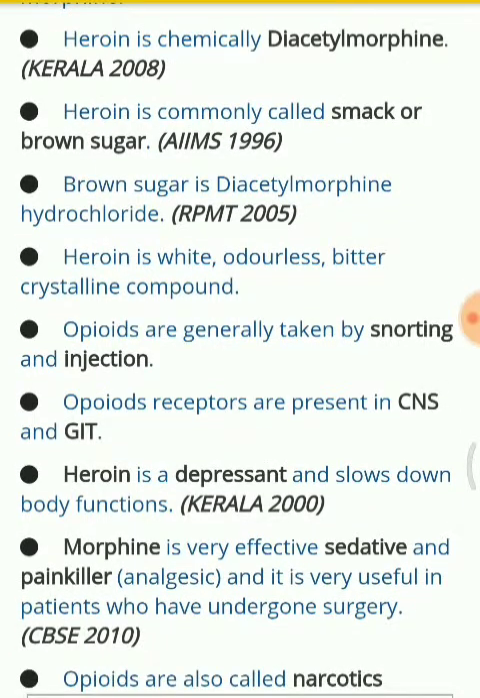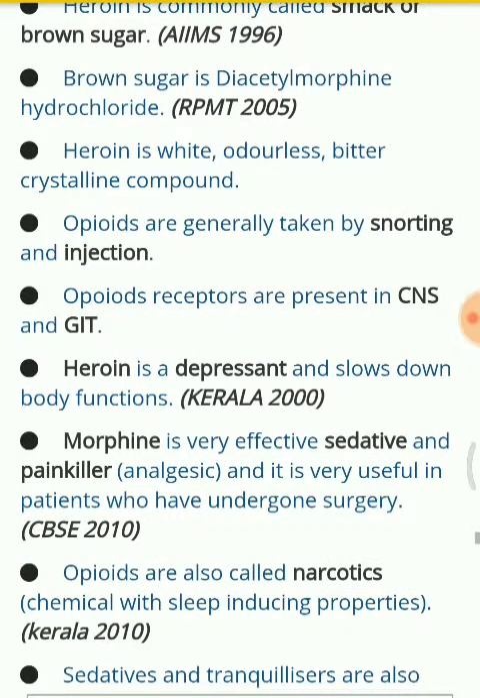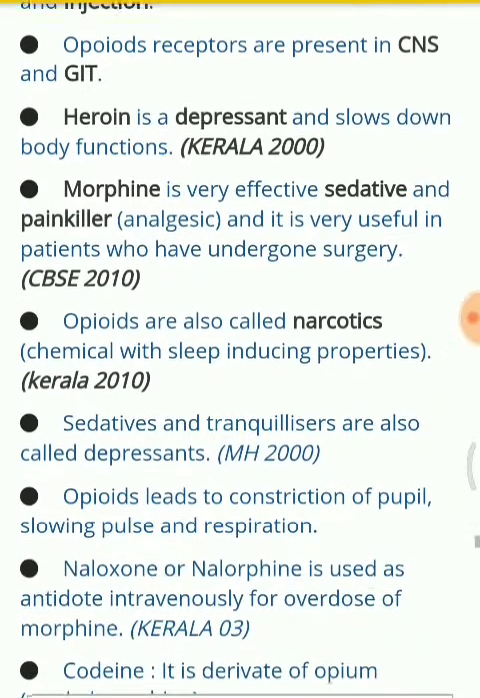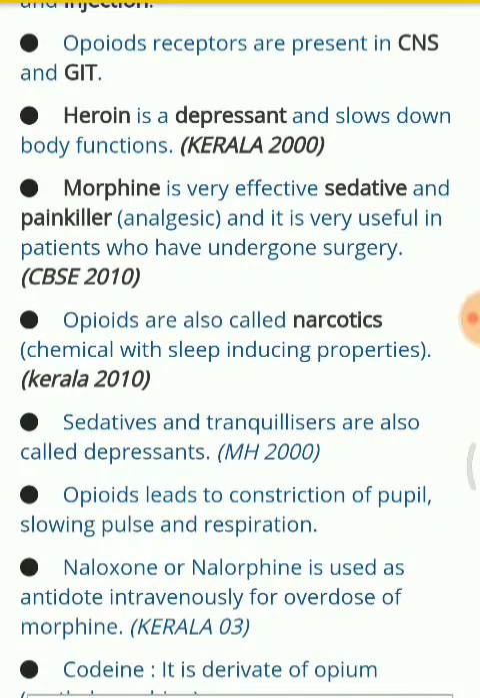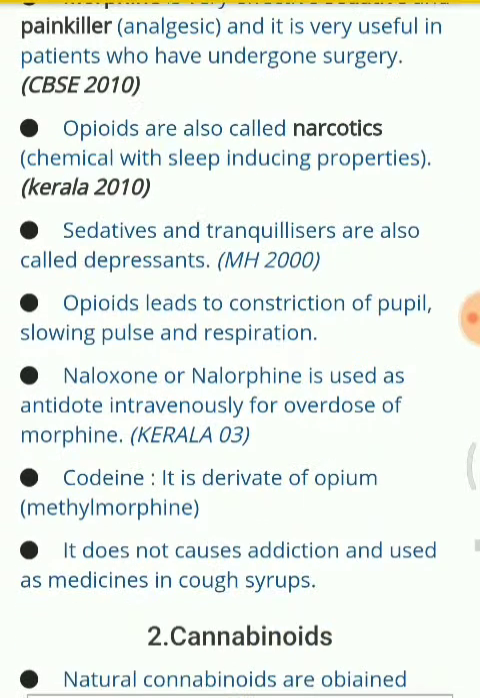Opioid receptors are present in CNS and GIT. Heroin is a depressant and slows down body functions. Morphine is a very effective sedative and painkiller, and it is very useful in patients who have undergone surgery. Opioids are also called narcotics, chemicals with sleep-inducing properties. Sedatives and tranquilizers are also called depressants. Opioids lead to constriction of pupil, slowing of pulse and respiration. Naloxone or nalorphine is used as an antidote intravenously for overdose of morphine.